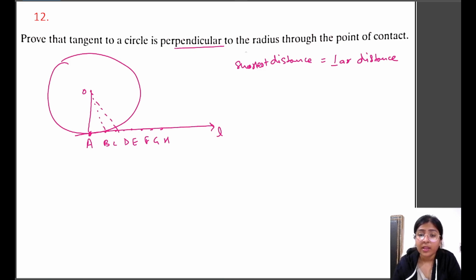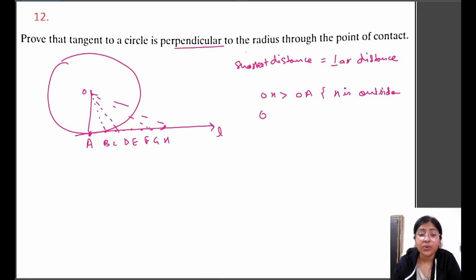So we will see this. We will write OH is greater than OA. Yes or no? Yes. Why is it so? Because H is outside the circle, so its distance must be greater than the radius.